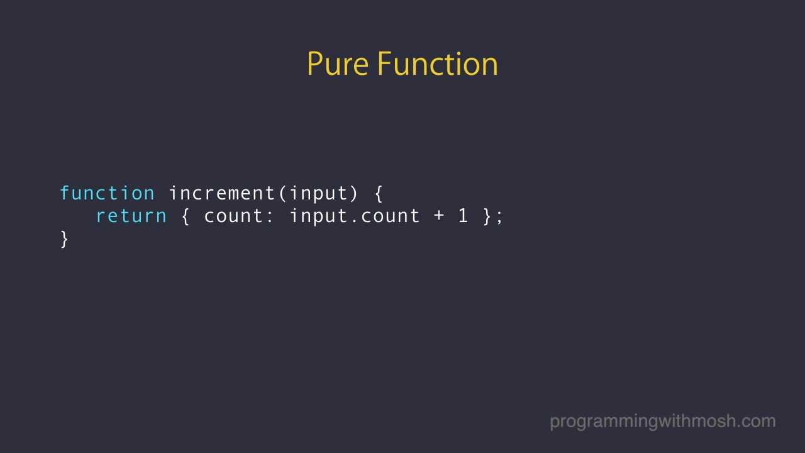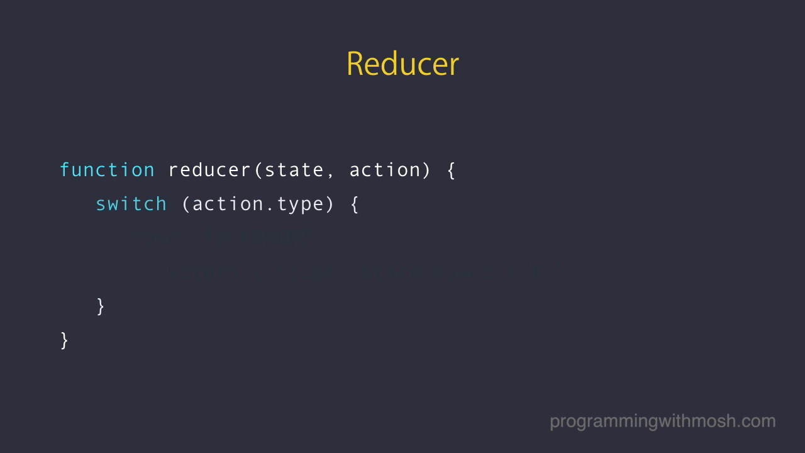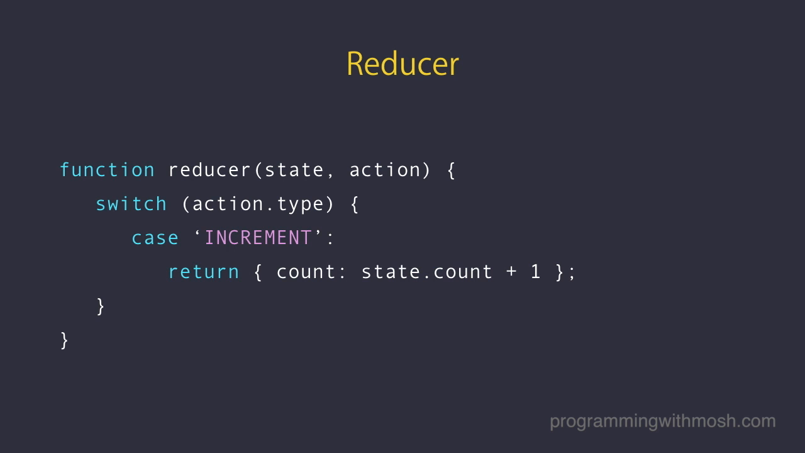Now let's take this example and modify it a little bit so it looks like a reducer function in Redux. In Redux, reducer functions always take two arguments, the current state and an action. Then, based on the action type, they return a new state. So typically, we use a switch statement on the type property of the action, and based on the value of the type property, we return a new state. So let's imagine action.type is increment. Then we return a new state with the updated property. So we are not going to modify the original state passed to this function.